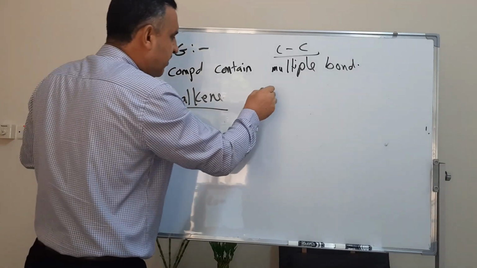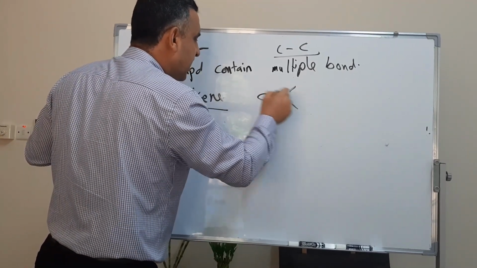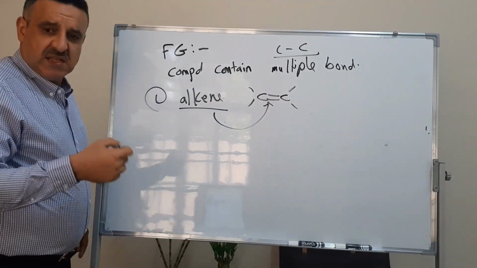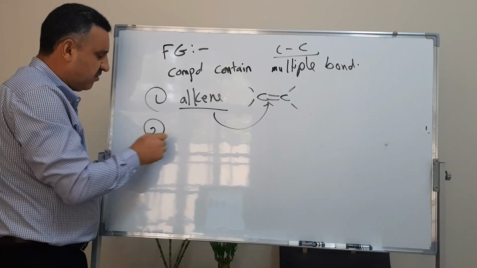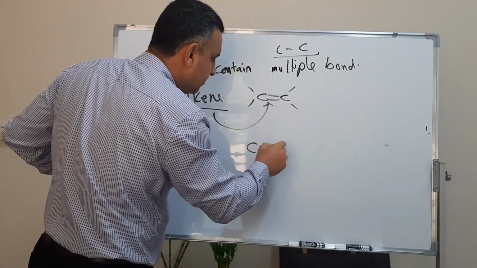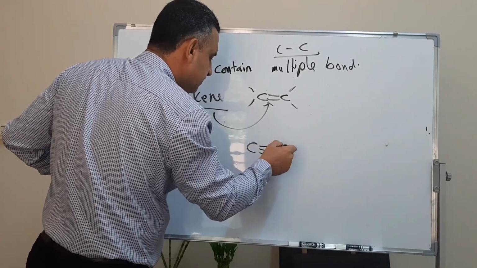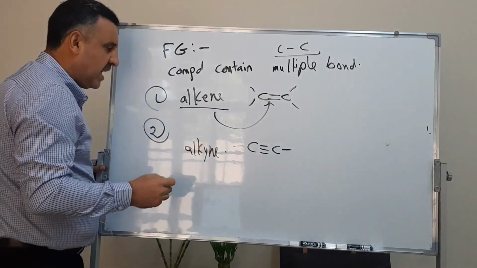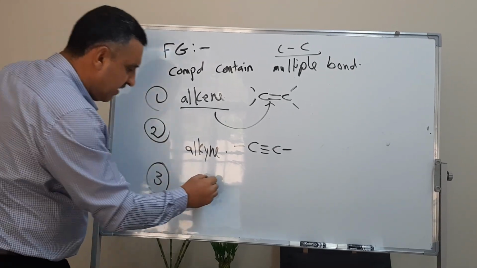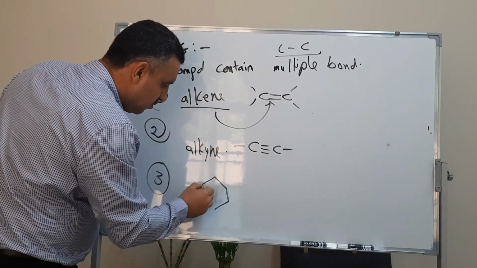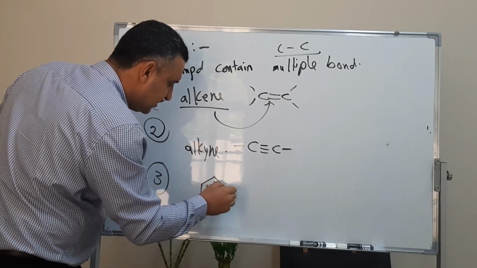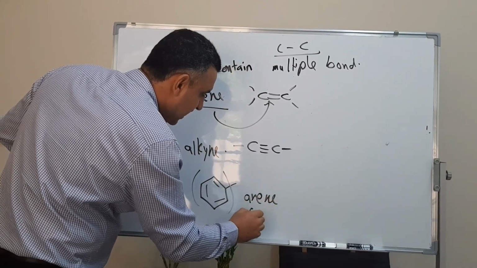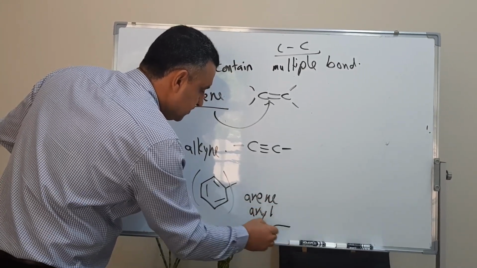And whenever we have carbon double bond carbon in a compound, then we have this functionality. And as you have studied before in school, if we have a triple bond between 2 carbons, then we will call this alkyne. And in case we have this special system, which we called before the benzene system, here we call it arene or aryl functional group.